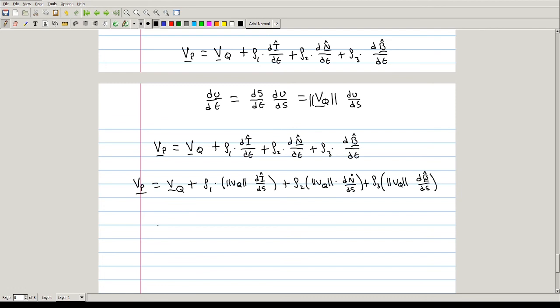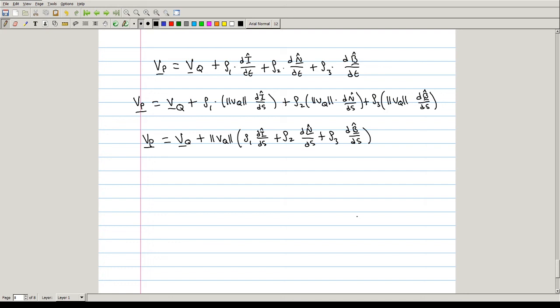Which all simplifies a little bit if we rewrite this as the magnitude of the velocity of the point Q times rho 1 times dt hat/ds plus rho 2 times dn hat/ds plus rho 3 times db hat/ds. And now that we have all of these unit vectors from the Frenet frame, and we have the derivatives of them in terms of the arc length s, we can apply our Frenet-Serret formulas to get a very nice expression. This ends up being a little bit long at first, but it will simplify greatly.